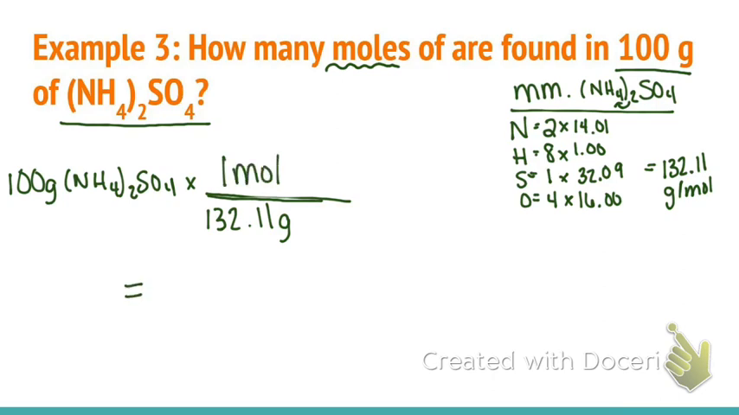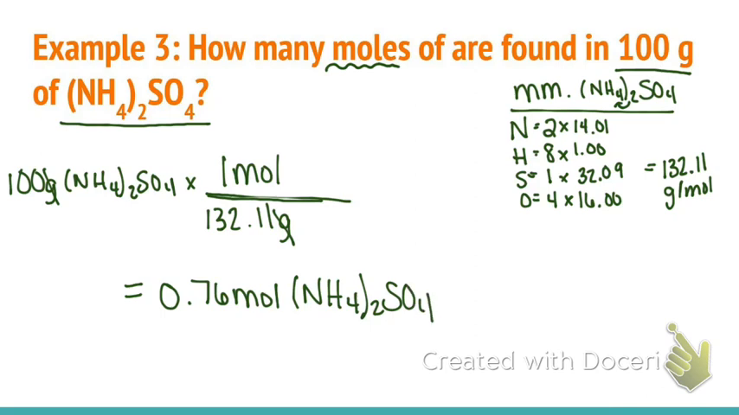So to work this through, much like the last problem, our given unit is grams. I can eliminate those. Looking at the conversion factor and how it's set up, you must divide. And so if you take 100 divided by 132.11, you get an answer to 2 decimal places as 0.76 moles. And again, including a label of what it is, the (NH4)2SO4.